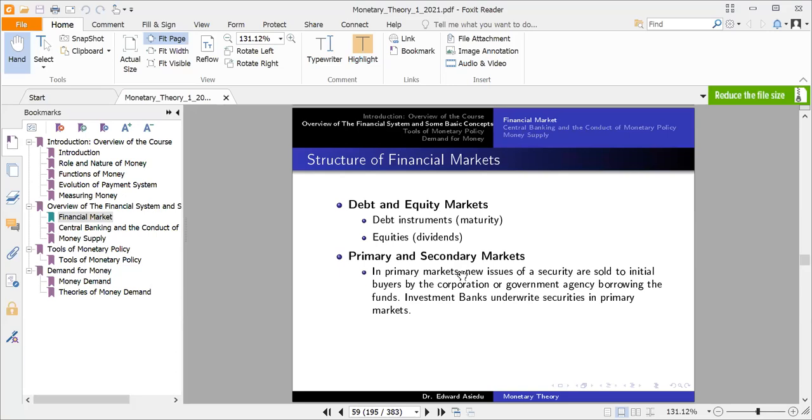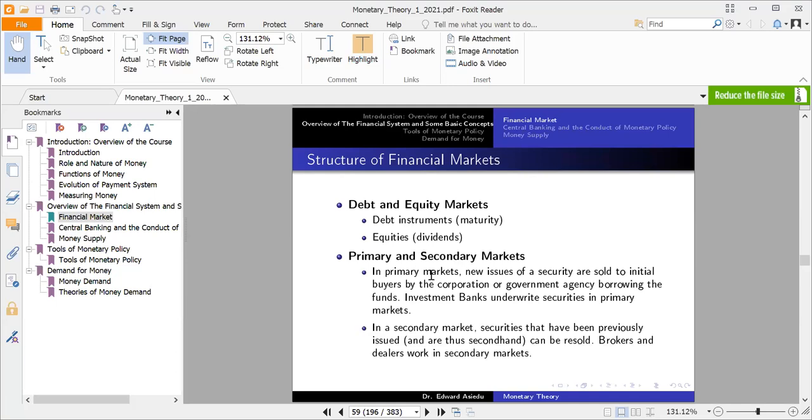All right, structure of the financial market. Debt and equity markets are part of this financial market. Primary and secondary markets are also parts. So primary markets, new issues of securities, where securities are sold to initial buyers, whereas in the secondary market, securities that have been previously issued can be resold. So you have the brokers, the dealers in the secondary markets.